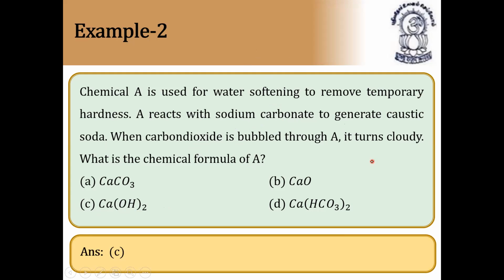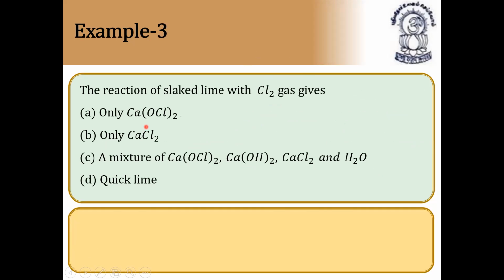Next continuation. The reaction of slaked lime with chlorine gas gives calcium oxychloride. This is also called bleaching powder. What is this called? Bleaching powder. Calcium oxychloride is called bleaching powder.